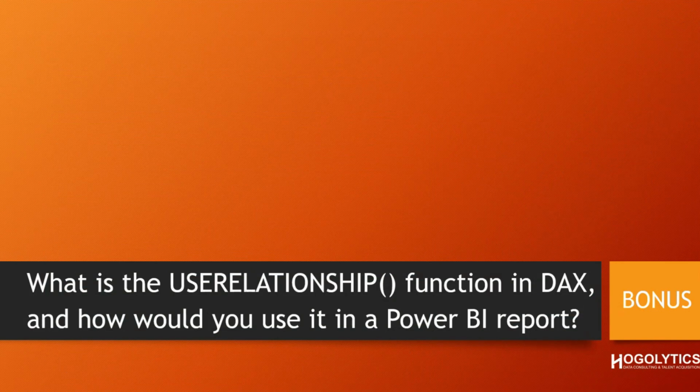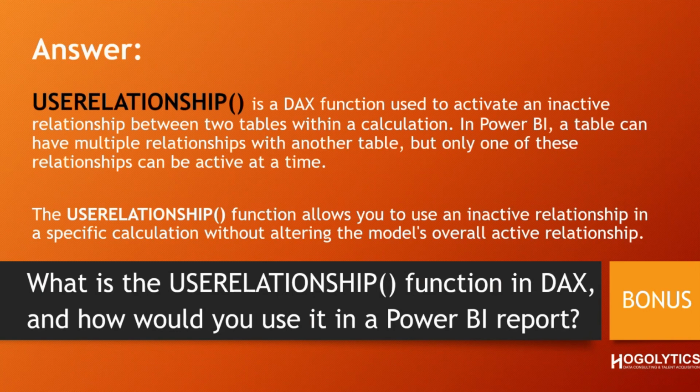What is the USERELATIONSHIP function in DAX and how would you use it in a Power BI report? Provide an example. USERELATIONSHIP is a DAX function used to activate an inactive relationship between two tables within a calculation. In Power BI, a table can have multiple relationships with another table, but only one of these relationships can be active at a time. The USERELATIONSHIP function allows you to use an inactive relationship in a specific calculation without altering the model's overall active relationship.